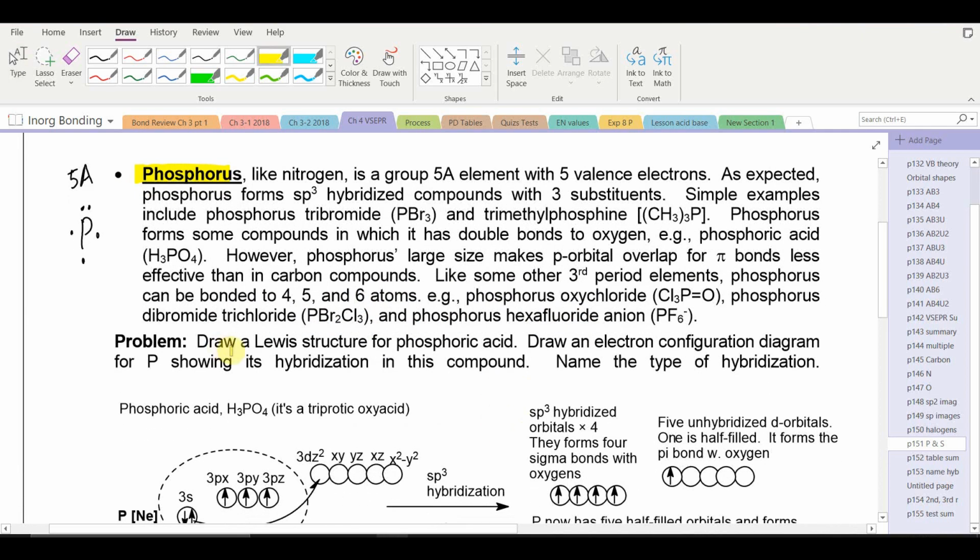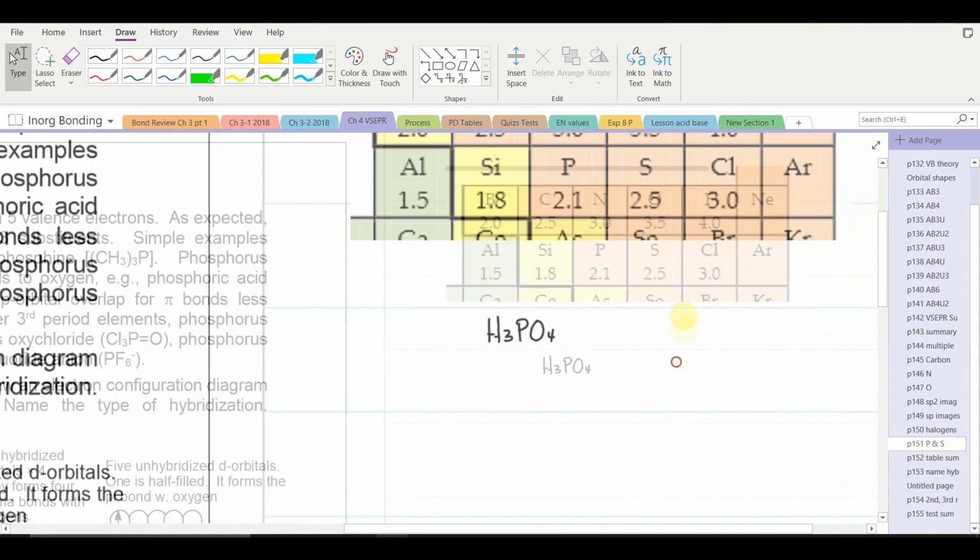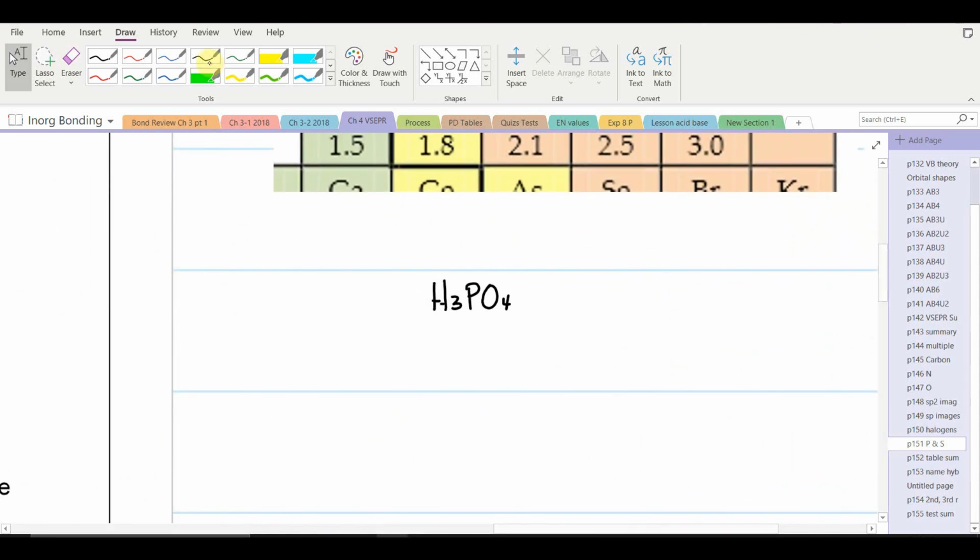Problem: draw a Lewis structure of phosphoric acid. Draw an electron configuration diagram for phosphorus showing its hybridization in this compound. Name the type of hybridization. Let's start by drawing the structure of phosphoric acid. I'm going to do this very quickly. We've done it several times already.